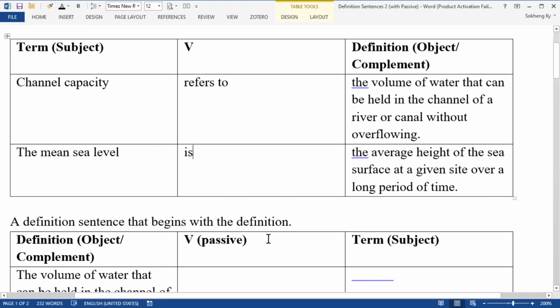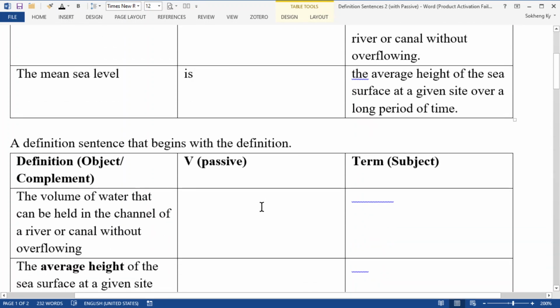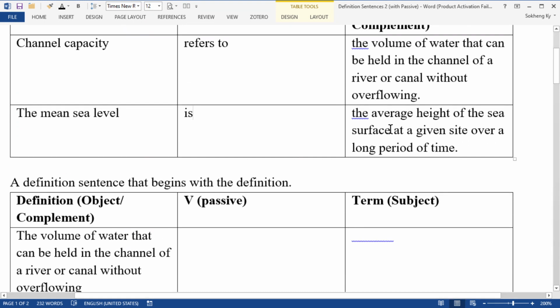Now, let's make this a bit more complicated. Okay, let me scroll up a bit. I want you to see. Now I want to move the definition to the beginning of the sentence, to the beginning. And then I move the term to the end of the sentence.